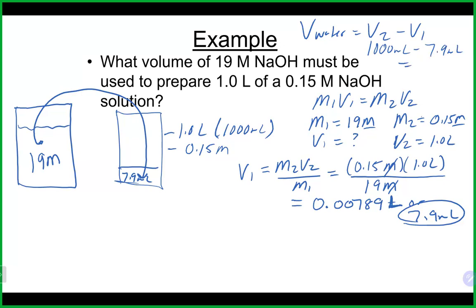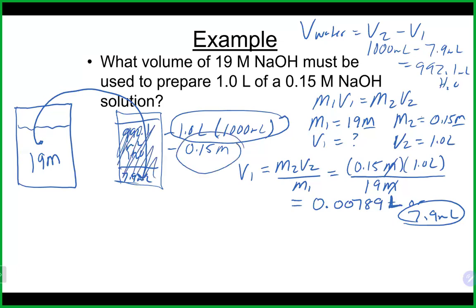So roughly speaking, I should toss in there about 992.1 milliliters of water. That's going to give me a total volume when I mix those two together of 1,000 milliliters or 1 liter. And once again, at that point, if I mix it together, I will then have a solution that has a molarity of 0.15.